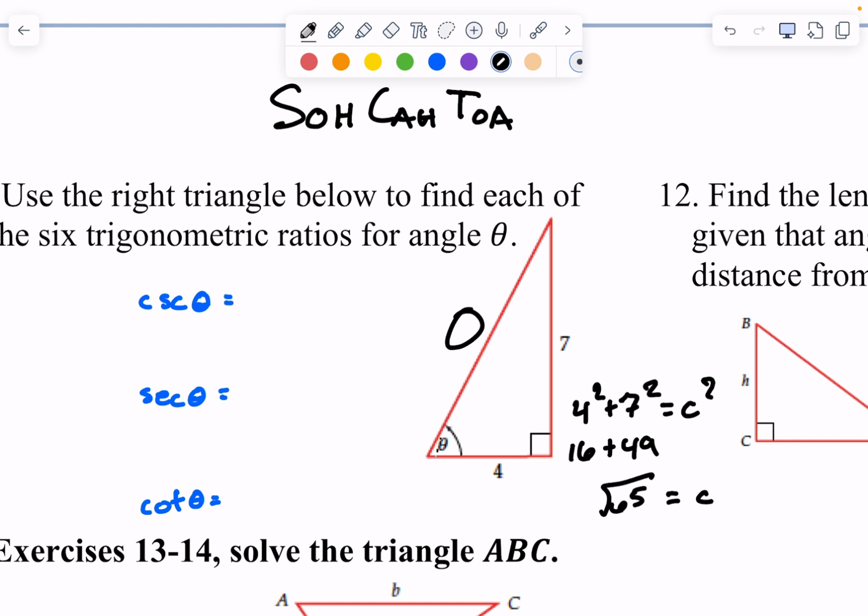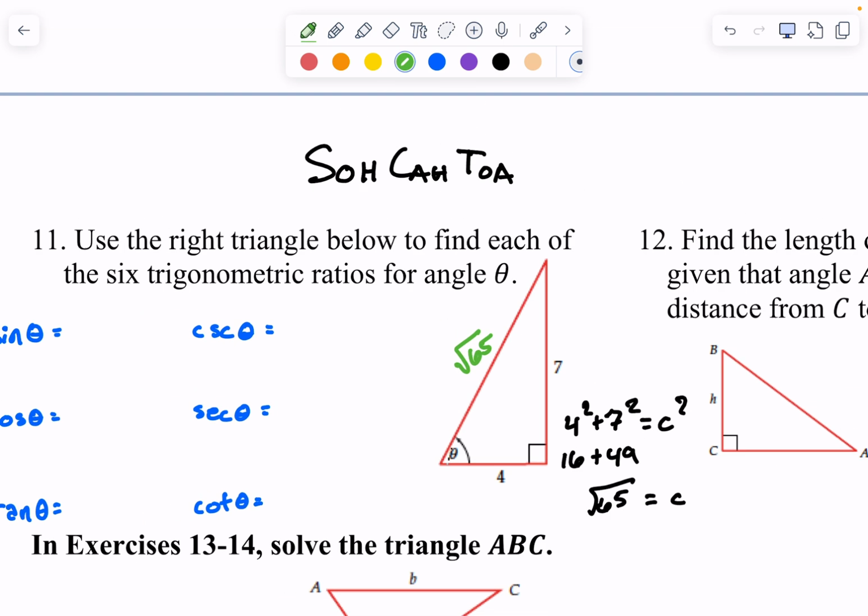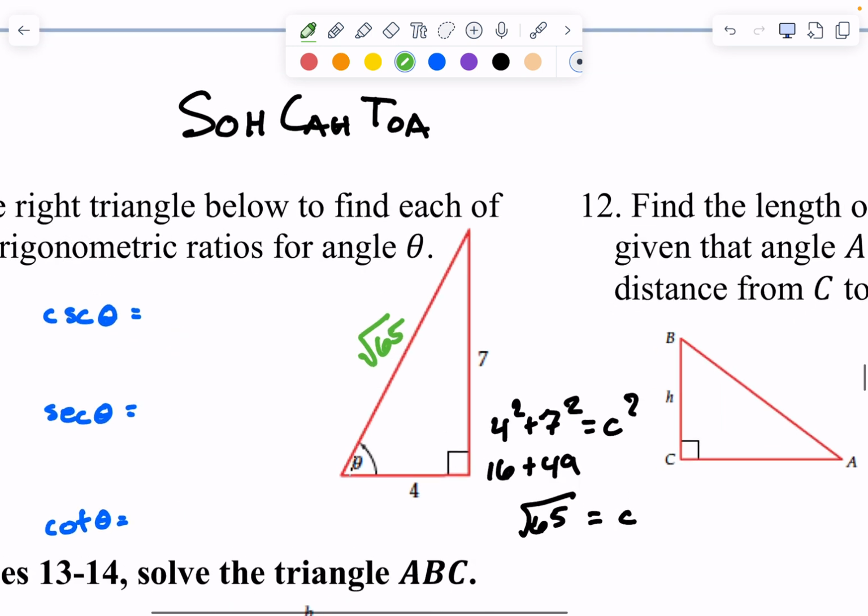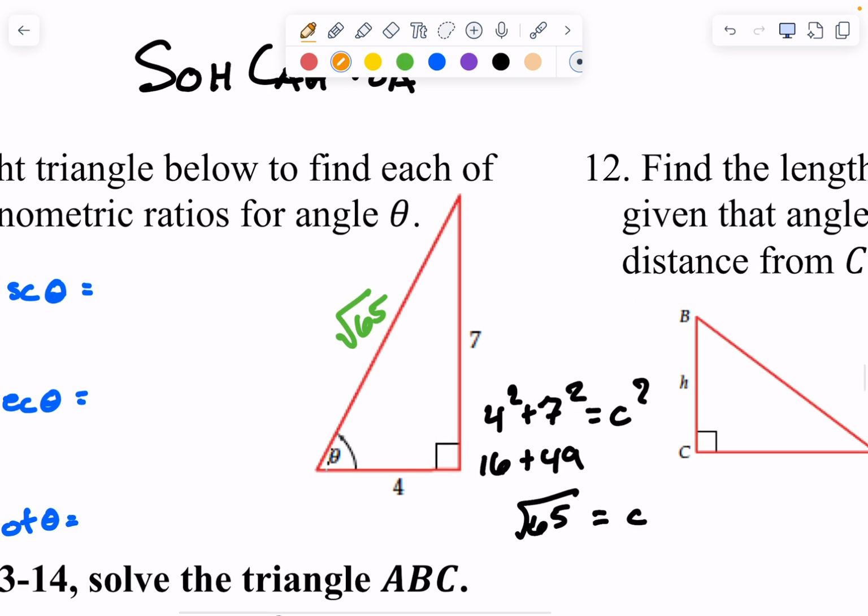Square root of 65. We'll leave it as a square root of 65, because we'll have to rationalize. Okay, so let's label our sides also. Which side is the opposite side? 7. Hypotenuse is the square root of 65, and the adjacent side is 4.